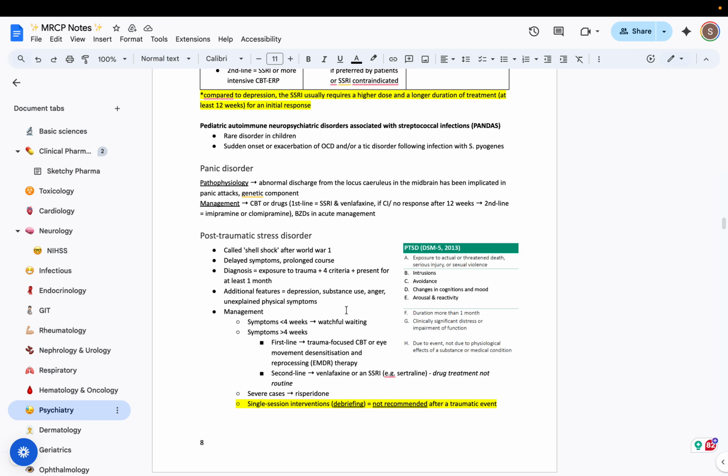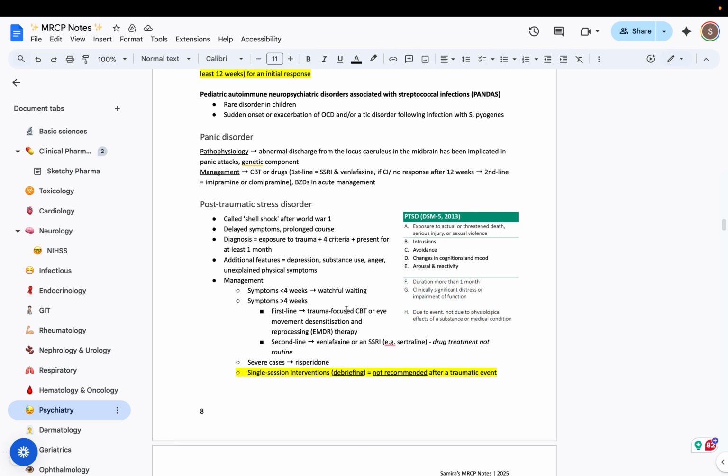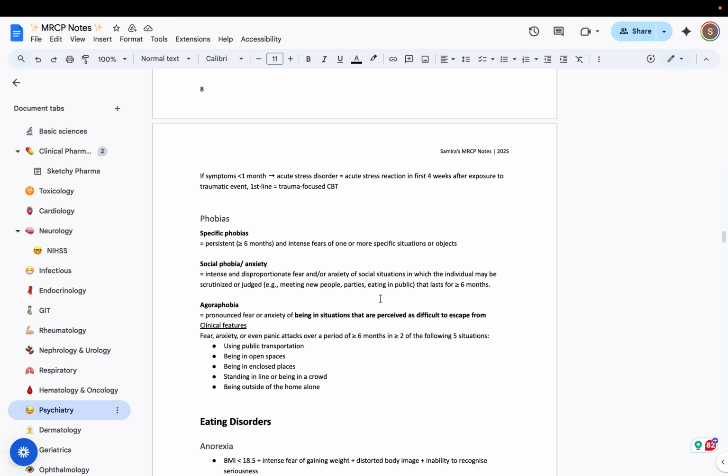Drug treatment for PTSD is not routine. For severe cases we can use risperidone. Debriefing is not recommended after a traumatic event. If the symptoms last less than 1 month, that's not called PTSD just yet. That's just an acute stress disorder or reaction, and it would be treated with trauma-focused CBT.